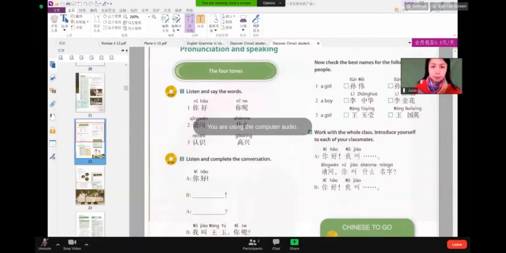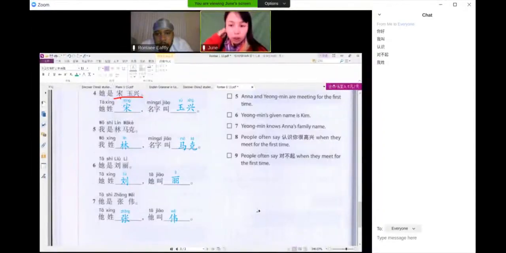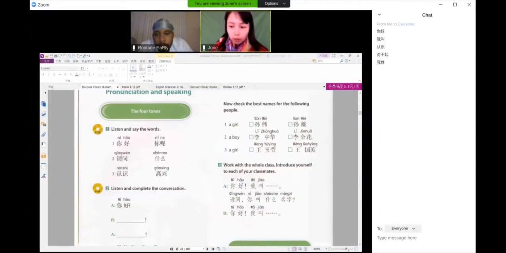What's in the kitchen? 你好。你好，你好吗？See those characters more, then you will get familiar with them. Okay, and then back to the student book. We will read the words again.